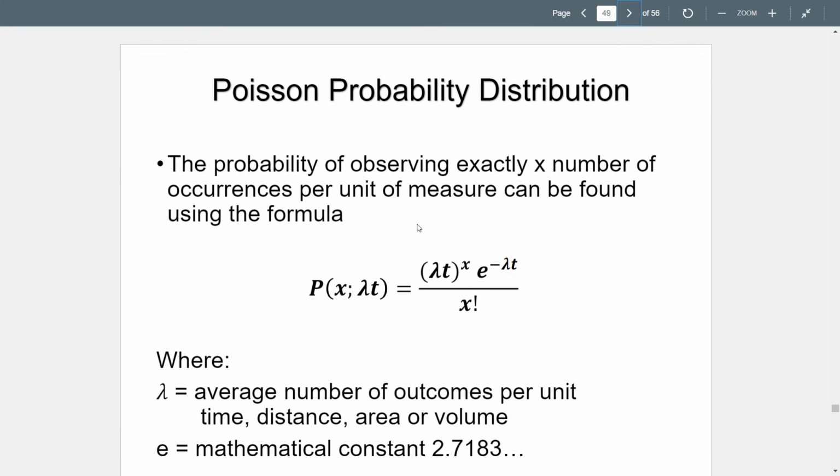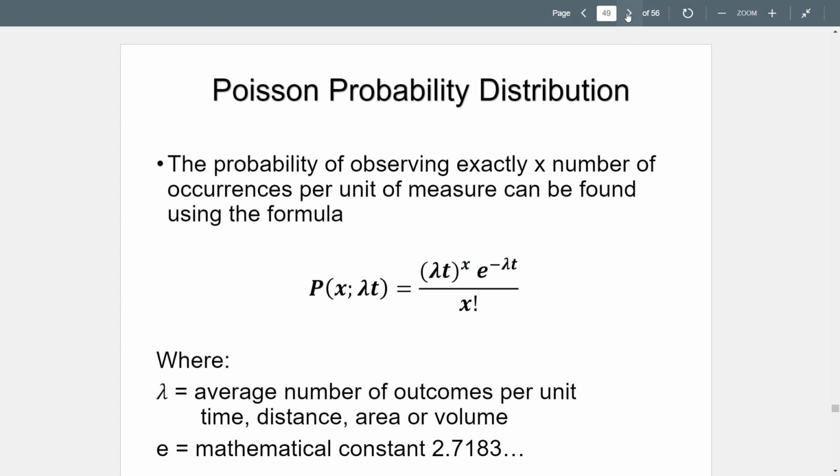Okay, so the formula: the probability of observing exactly x number of occurrences is e raised to negative lambda times t, times lambda t raised to x, over x factorial. e is your mathematical constant. You can use your calculator, and that will give us 2.7183, the approximate value. Lambda is the average number of outcomes per unit time. This t is time and lambda is per unit time, so time and time will be cancelled out.